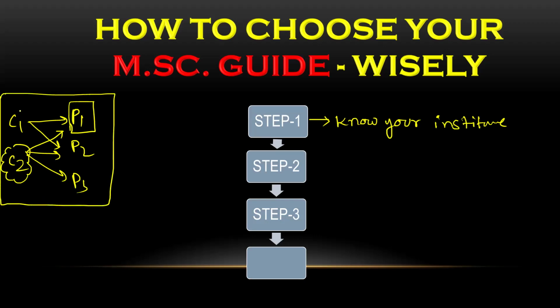And in general, there is quite a good understanding among these candidates, C1 and C2, that if C1 has decided that I will go to this professor, then generally C2 chooses another professor. So this quiet understanding or friendship exists among these candidates. Okay. So first, know your institute. If you have a fair choice, then your second step should be: know your aim.